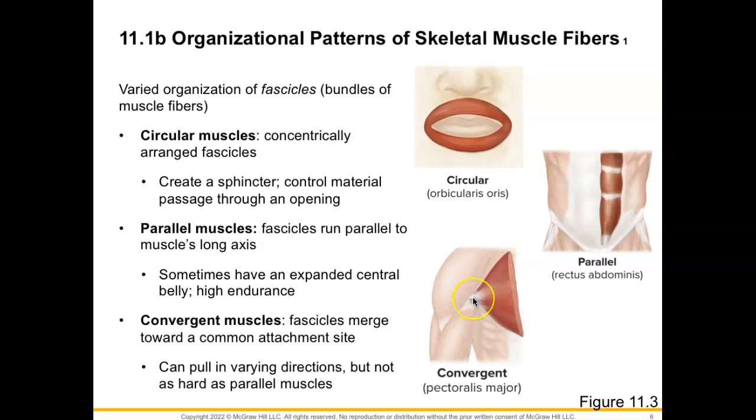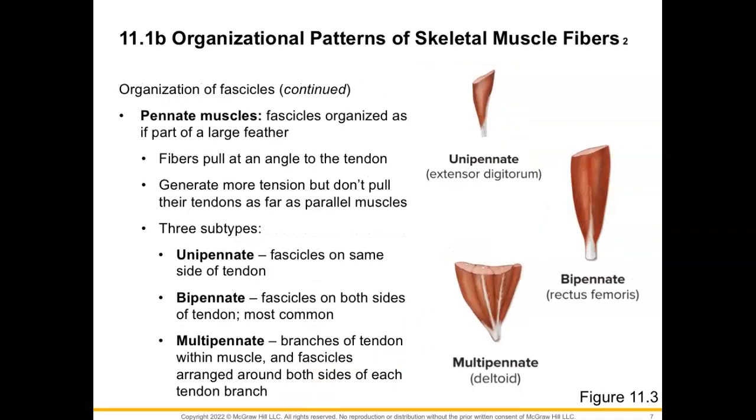So we're able to flex, adduct, and medially rotate the arm at the shoulder. Next, we have our pennate muscles, and in these muscles we have fascicles that are organized as if they're part of a large feather. Here the fibers are pulling at an angle to the tendon, and it helps to generate more tension, but it's not pulling their tendons as far as our parallel muscles.